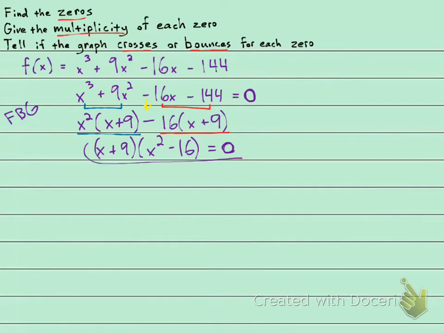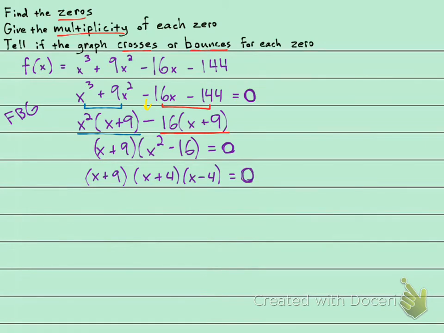But now that this is factored, well, it's not factored completely. I can factor this, right? x squared minus 16. So x squared minus 16 is the difference of two squares, which is x plus 4, x minus 4. And you may want to also look up the difference of two squares.